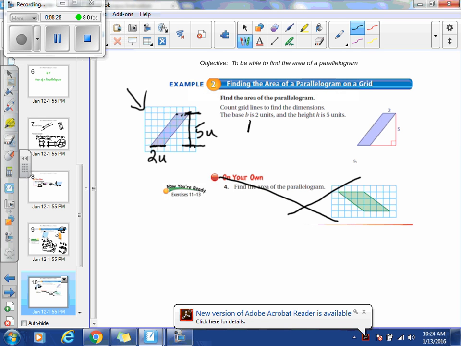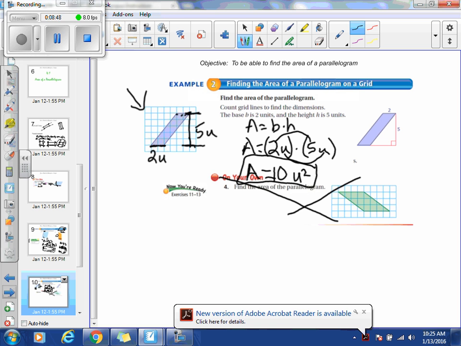Okay, so I'm going to take area equals base times height. So my area equals my base of 2 units times my height of 5 units. So my area is going to be 2 times 5, which is 10 units times units, which is units squared, or square units. So there's my area of that parallelogram.